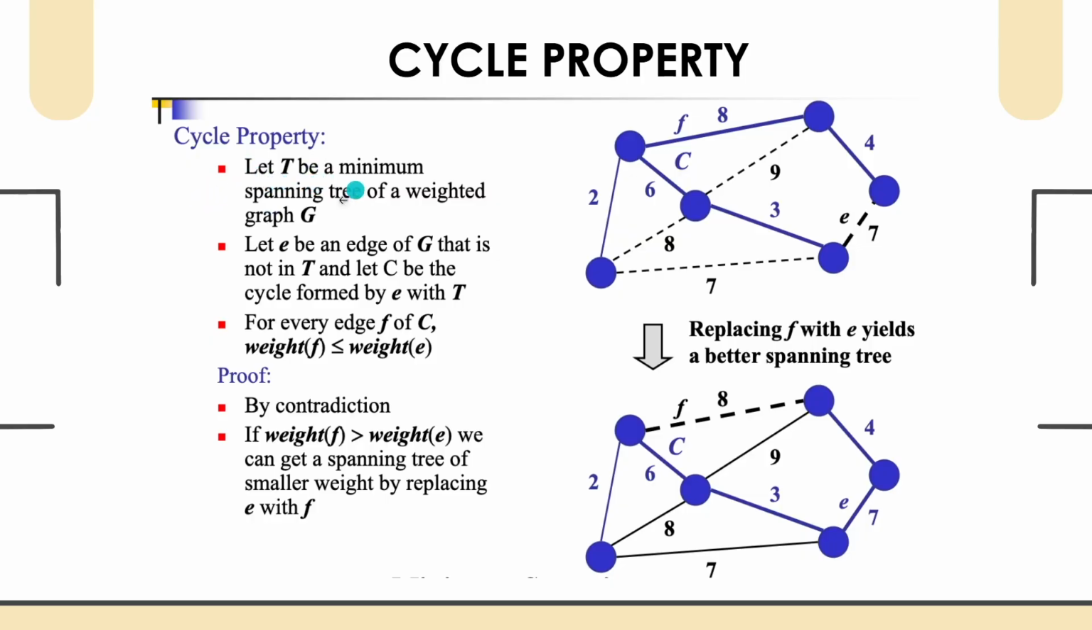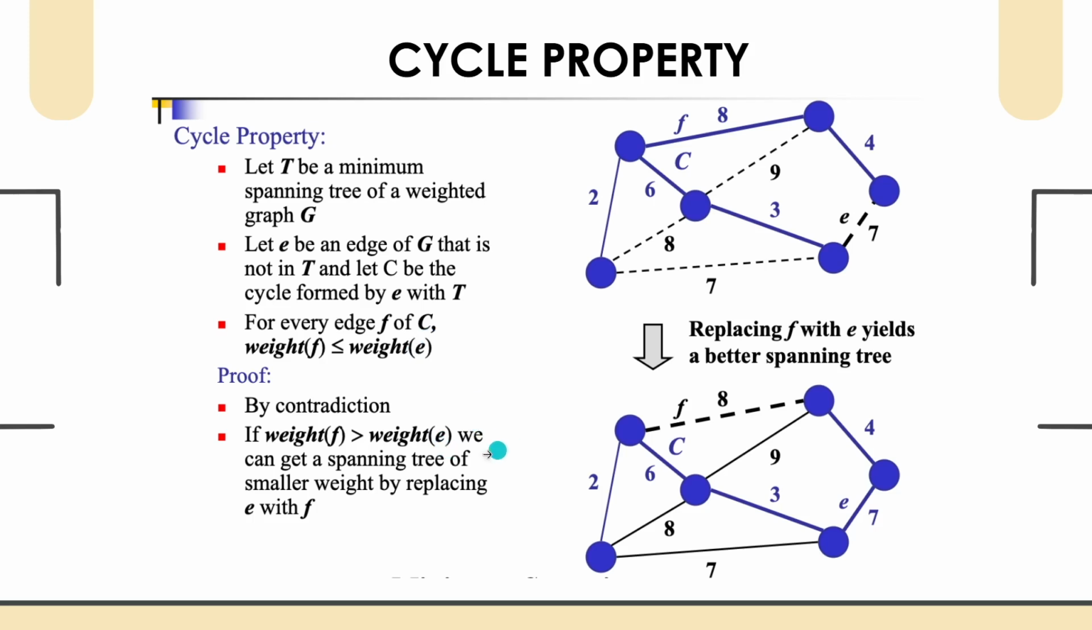So, let T be a minimum spanning tree of a weighted graph G, and let E be some edge of that graph G that is not in T, which means it is not part of our spanning tree, and let capital C be the cycle formed by this particular edge E with T. For every edge f of C, the weight of f will always be less than or equal to the weight of E.